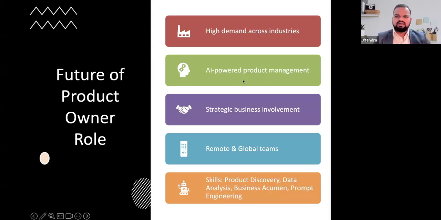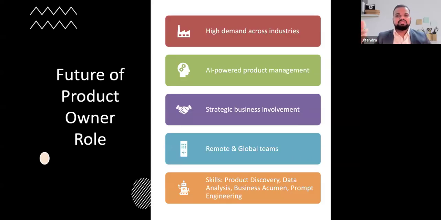Further is again when you say here, AI powered product management. So now a lot of products, in fact, any product you see, there is a specific use case of AI. And that's what we say here is AI powered product management. As a product owner, you should be able to understand the use case of AI as well in this job role.